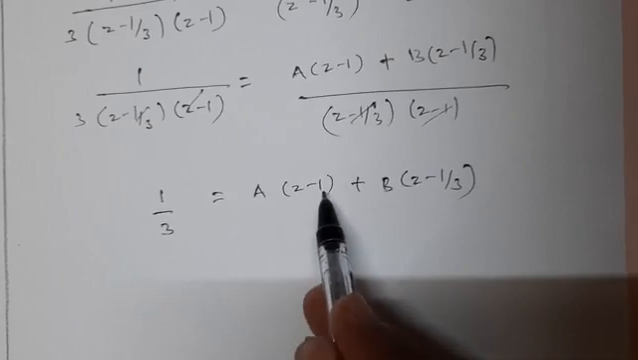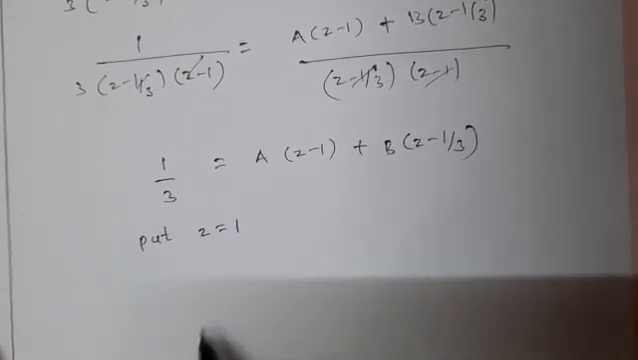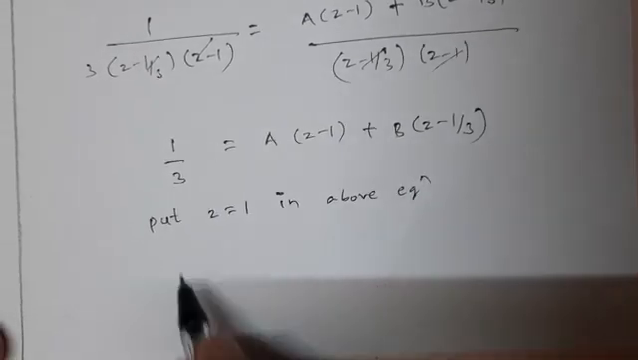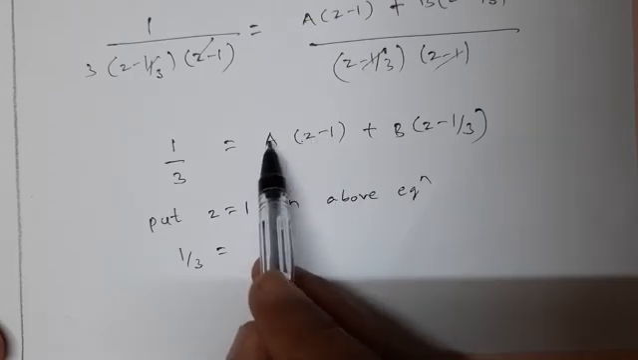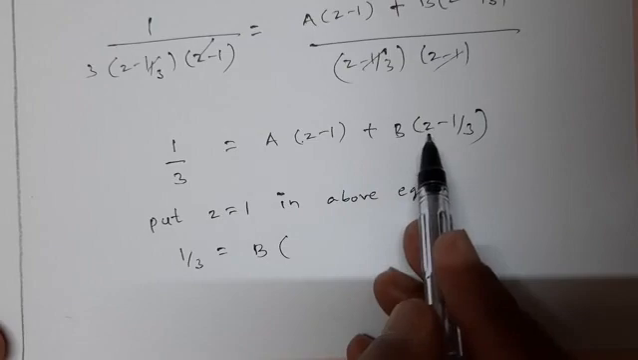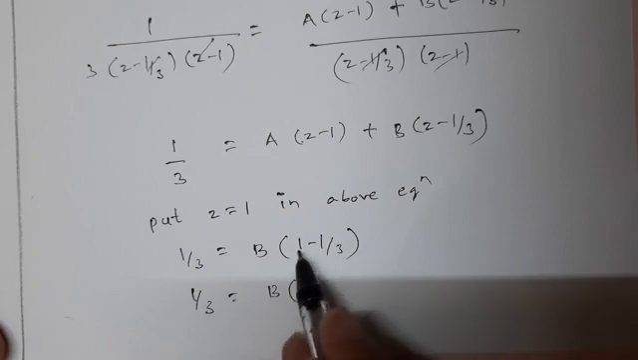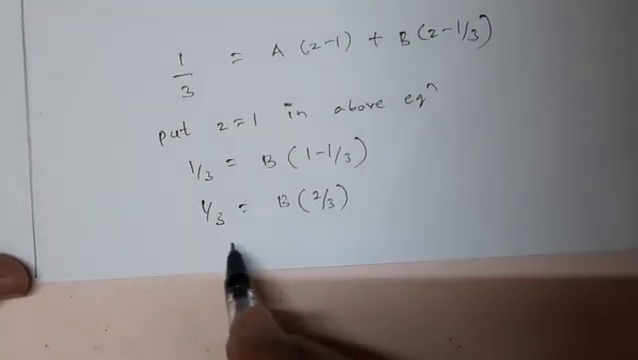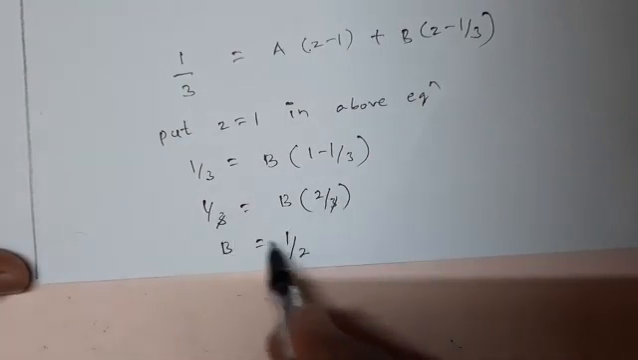Since I have the equation in z - 1 and z - 1/3, first I will put z = 1 in the above equation. So 1/3 equals, when I put z = 1, 1 - 1 is 0, 0 into A is 0. So B, when I put 1 here, is (1 - 1/3). So 1/3 = B times, taking LCM, 1 - 1/3 is 2/3, which gives me 2/3. Which gives me B equal to, this 3 cancels, and this 2 if I shift here, 1/2.